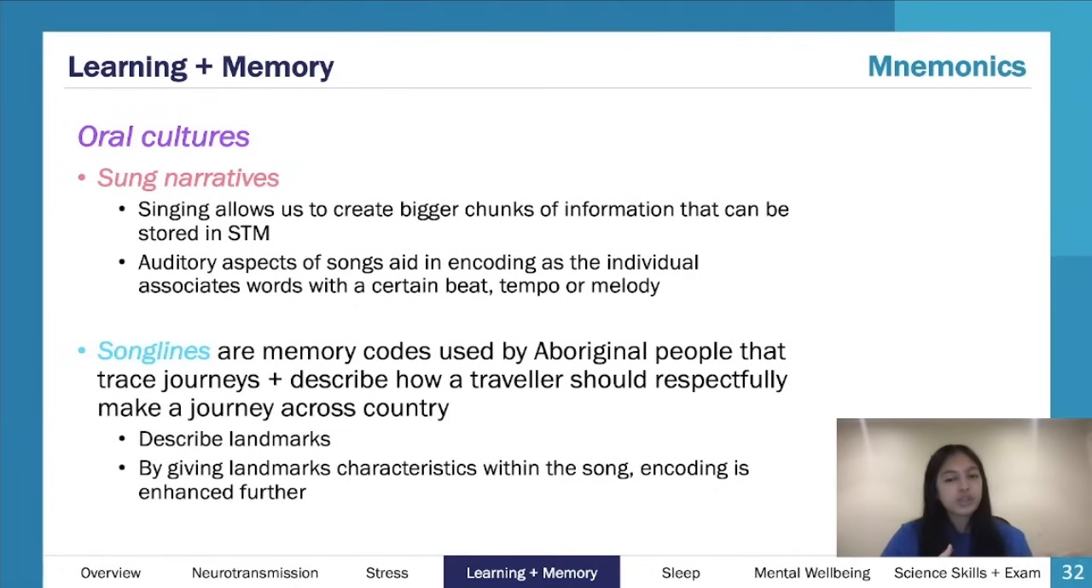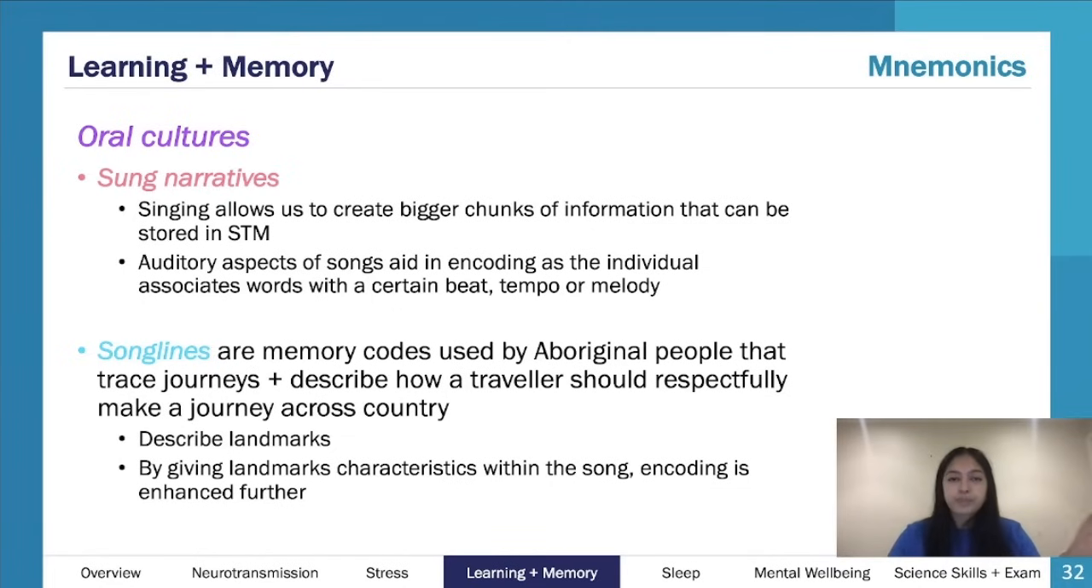So those are your written cultures, right? Now your oral cultures. Acronyms are maybe less helpful in oral cultures. You can see how it would be more of a written thing. In oral cultures, an example of a mnemonic is sung narratives, and song lines are a specific example of that.